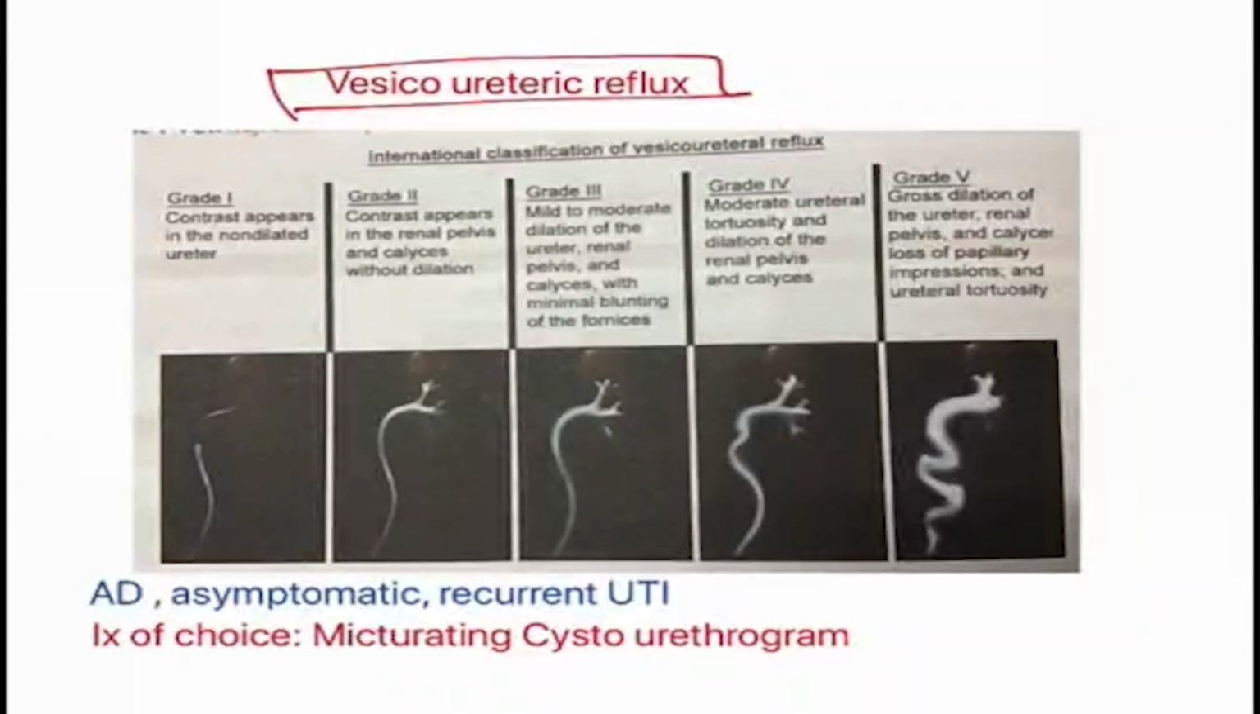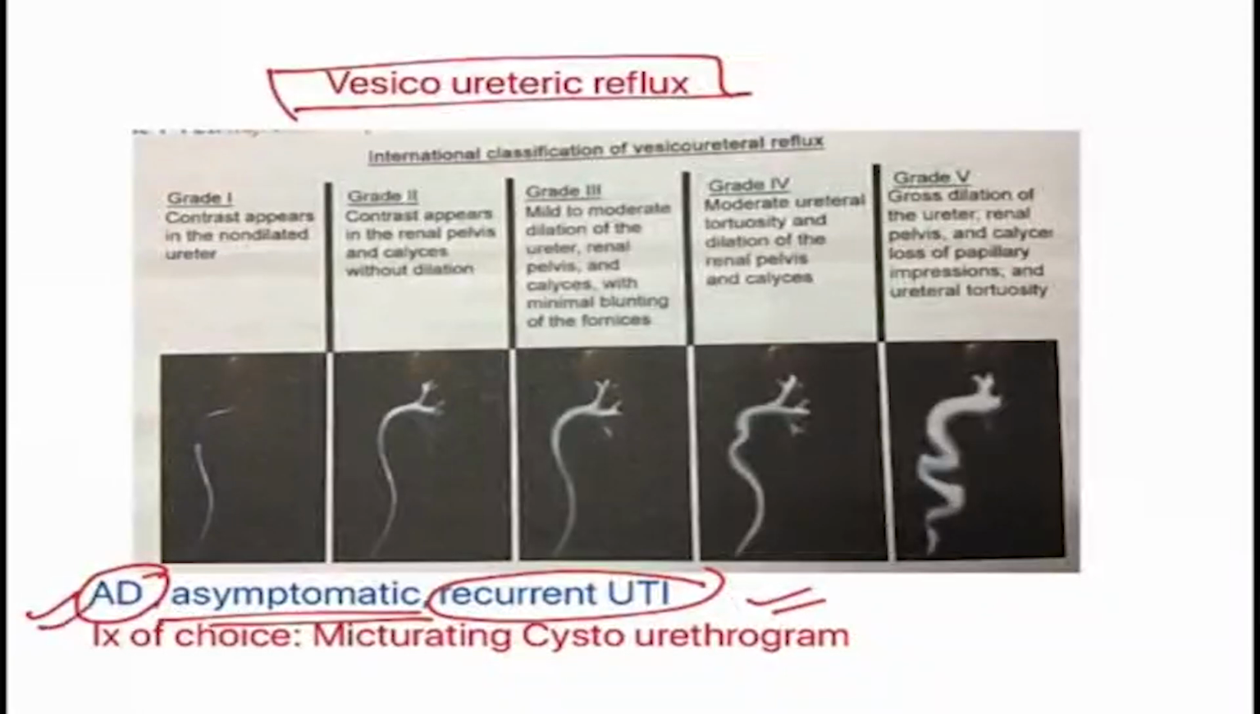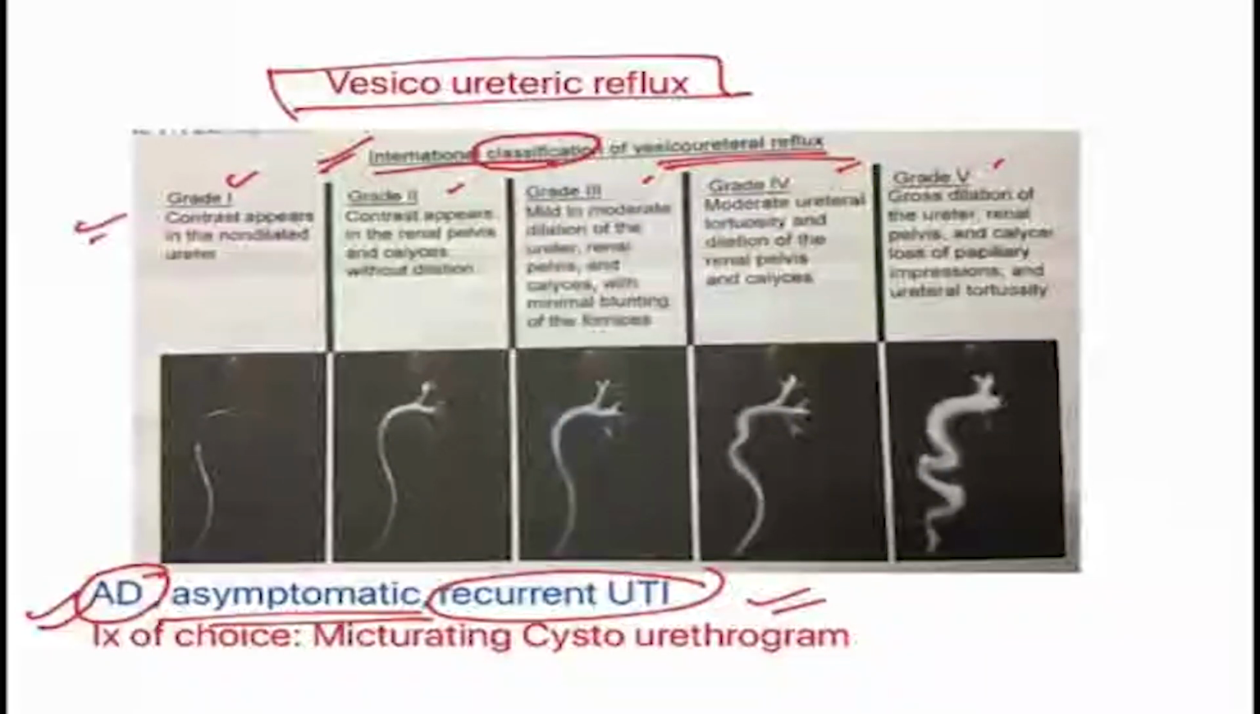Now vesicoureteric reflux. Vesicoureteric reflux is reflux of urine from the urinary bladder into the ureter. This can be asymptomatic or it can cause recurrent UTI, and this is also autosomal dominant. The classification of vesicoureteric reflux is the international classification, which is divided into 5 grades: grade 1, grade 2, grade 3, grade 4, grade 5.